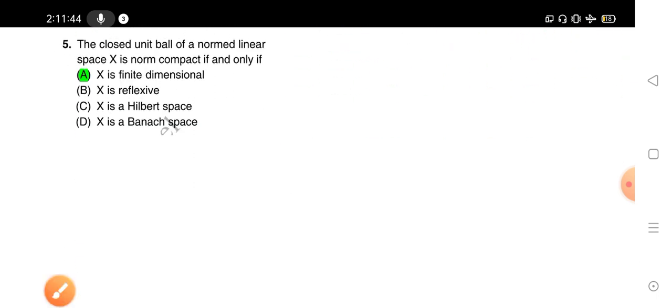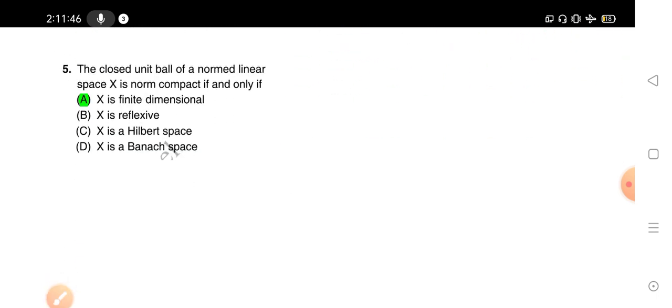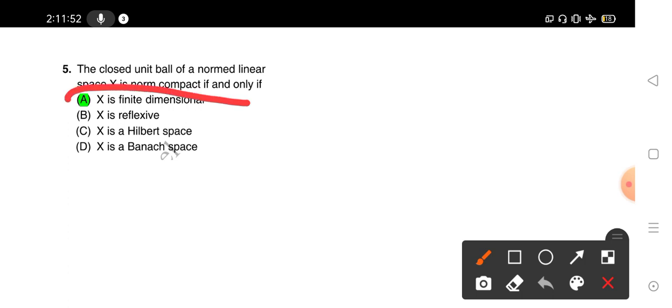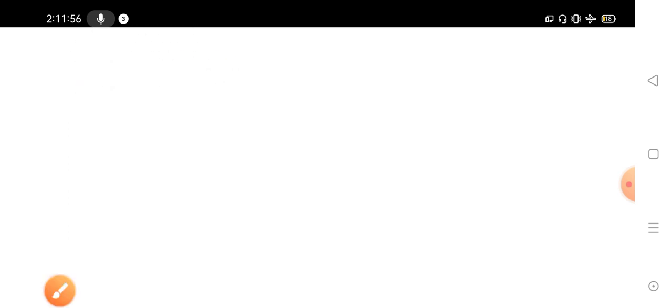Next question. The closed unit ball of a normed linear space X is norm compact if and only if X is finite dimensional. Here they ask for norm compact. Therefore option A is correct.